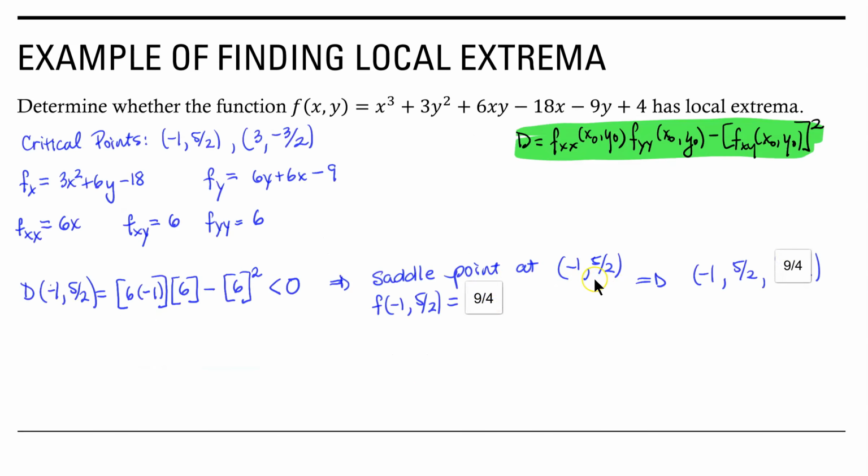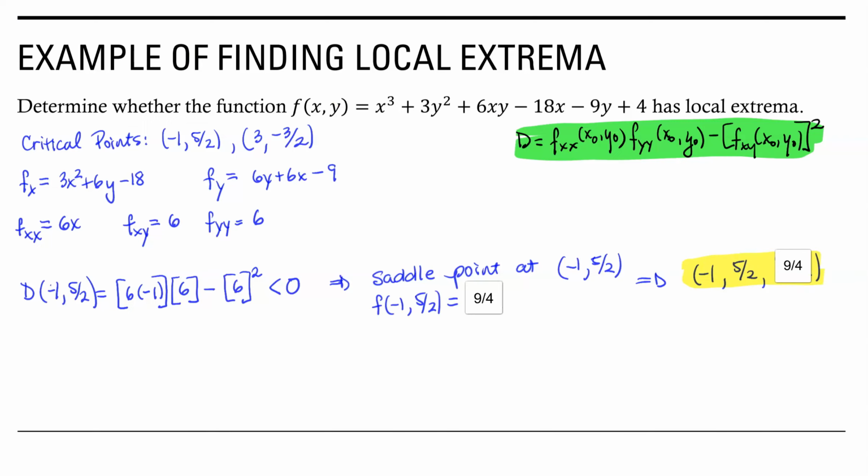So the critical point we had used was (-1, 5/2). And so we have a saddle point at (-1, 5/2). Now if I evaluate my function at (-1, 5/2), I get 41/12. So we have a saddle point occurring at the point (-1, 5/2, 41/12).